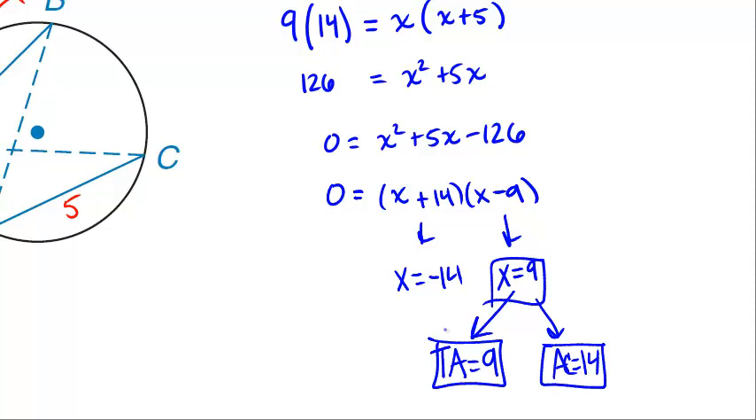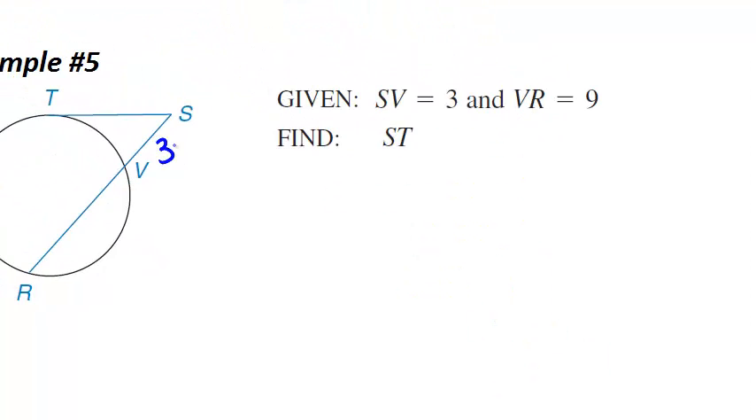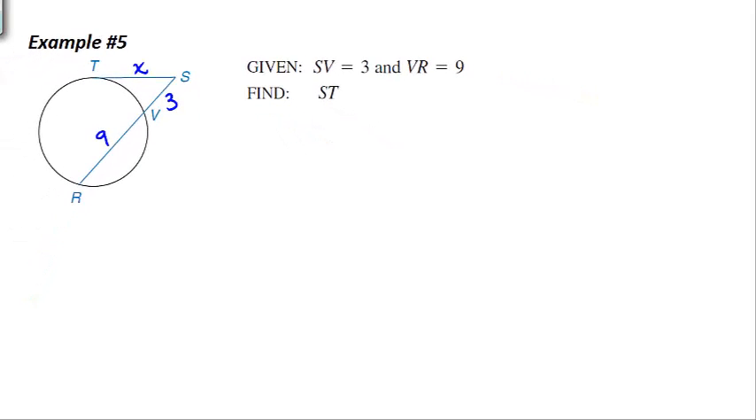All right, next example. They gave us that SV is 3, VR was 9, and we want to know what ST is, this tangent, so we'll call that x. Using the tangent rule, we know the tangent squared is equal to the outer part of the secant times the whole secant. So x squared is 36.